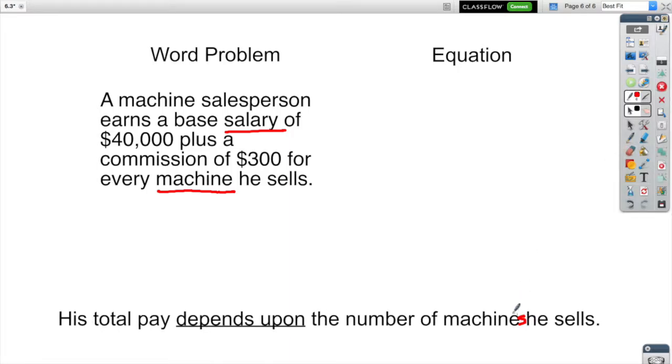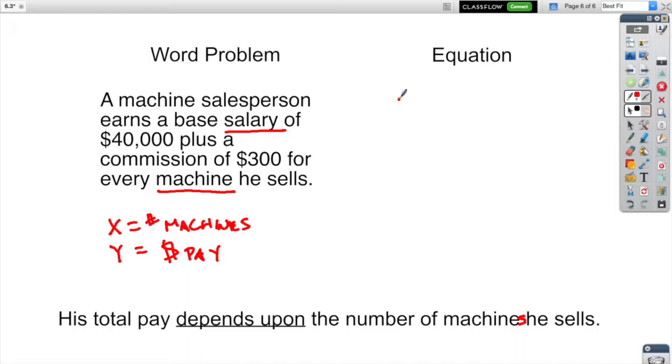So what that means is that the independent variable X, our input, is going to be the number of machines he sells. The thing that depends on the number of machines is his total pay, and that'll be our output, Y. So now we've established that. Let's see what that looks like.